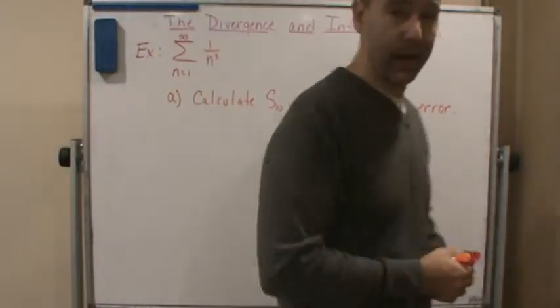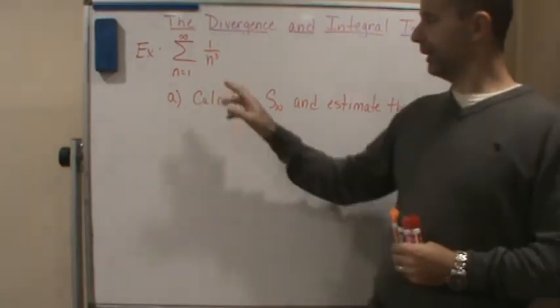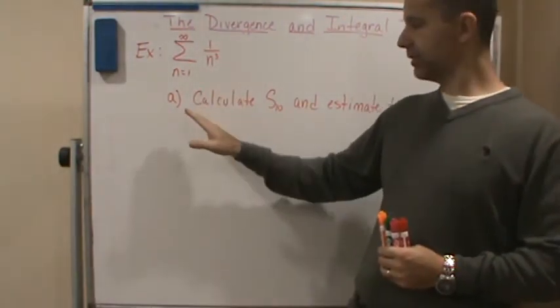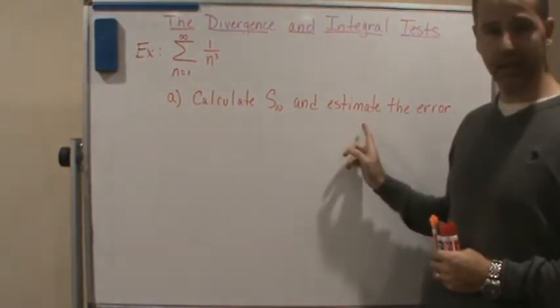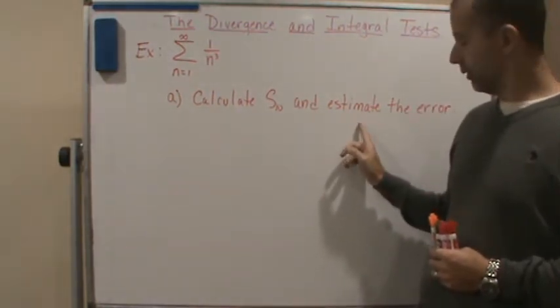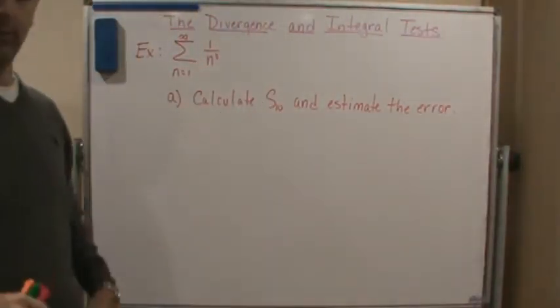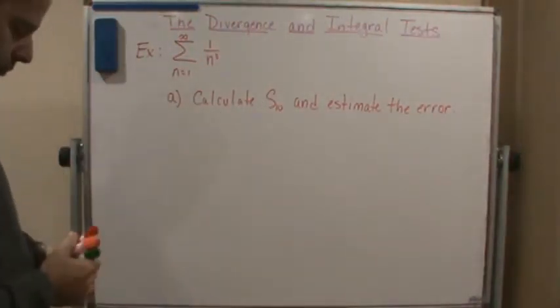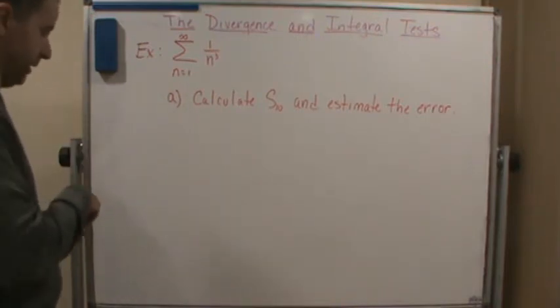Okay, so welcome back, and now we're going to do a couple of examples. We're going to be given this series, and for the first part, let's calculate S10 and estimate the error. That's going to be the remainder part. First of all, let's calculate S10.